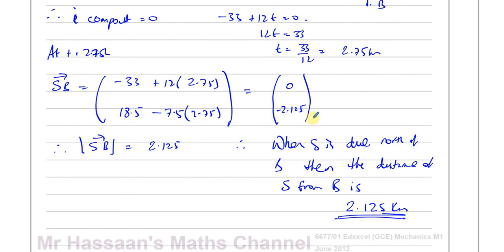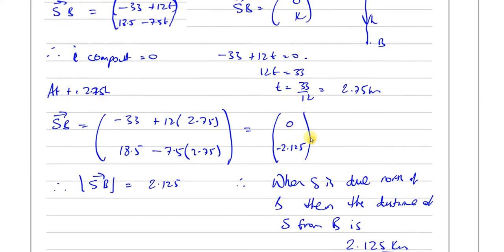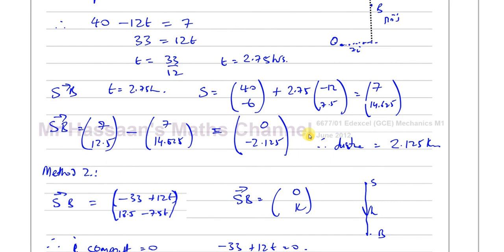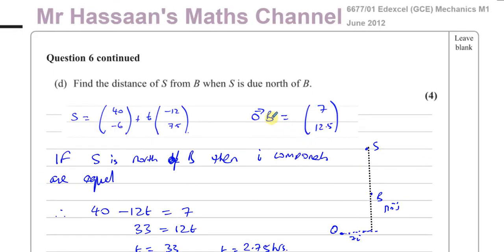Okay, don't forget, they're not asking for the time, they're asking for the distance, so you have to go on to find the distance between them, which is the magnitude of that vector that we find. Okay, so there's the answer to question number 6, part D. That concludes this question.